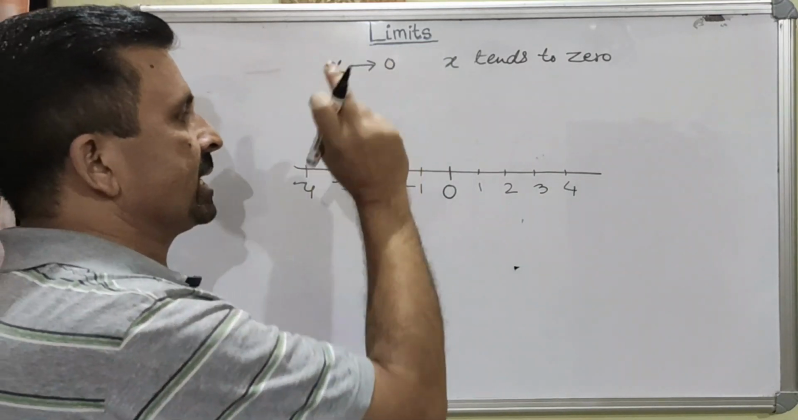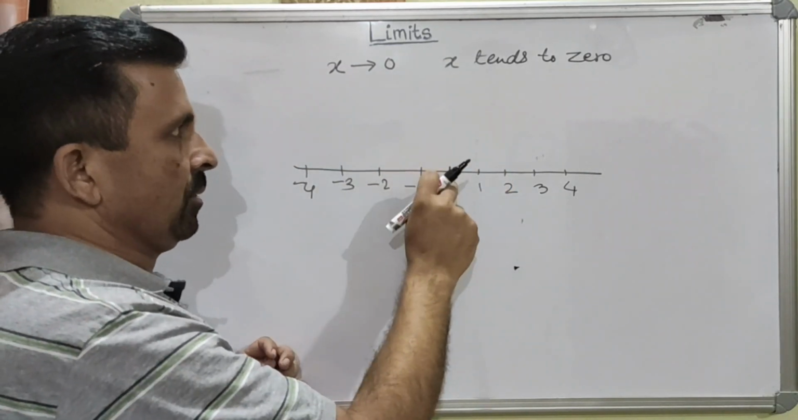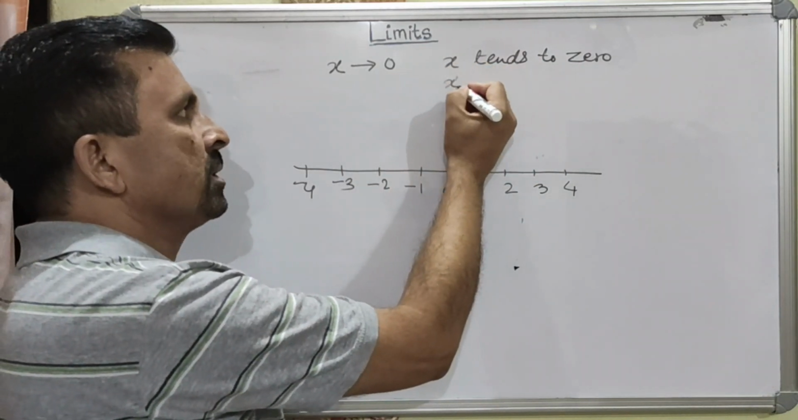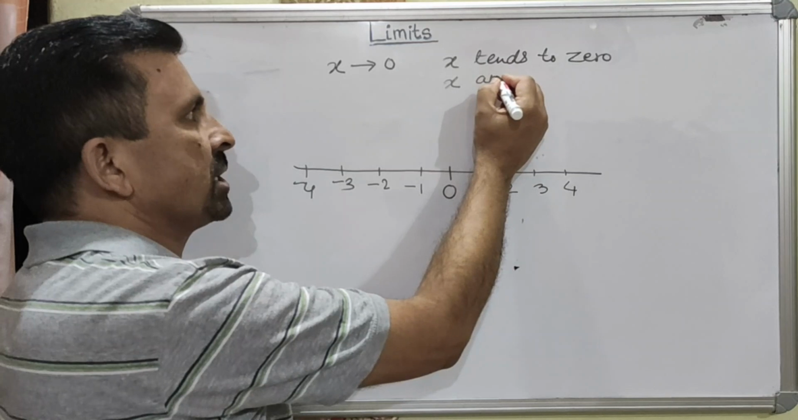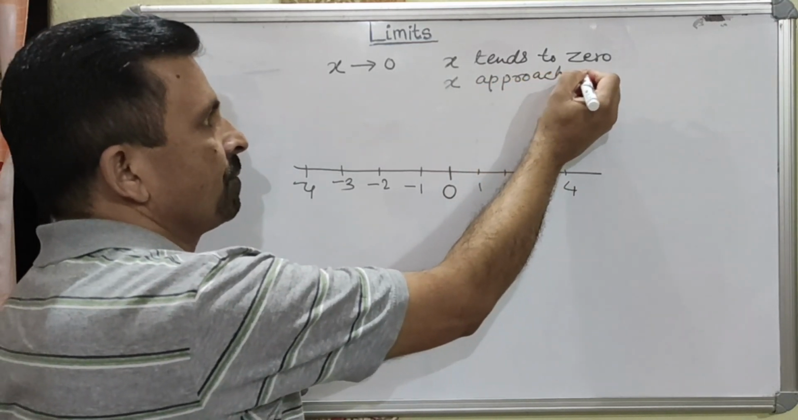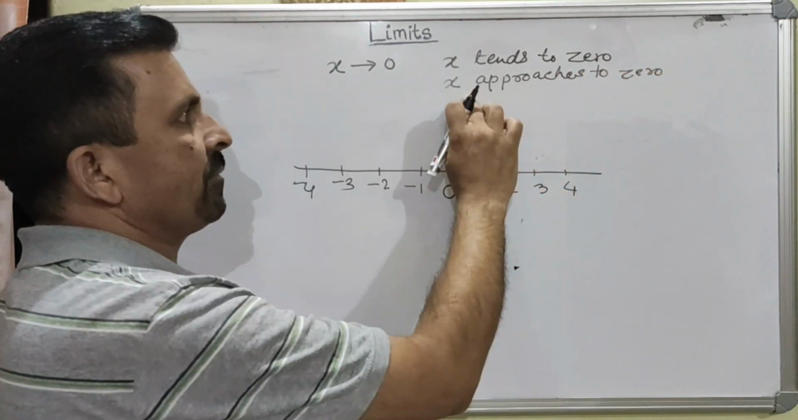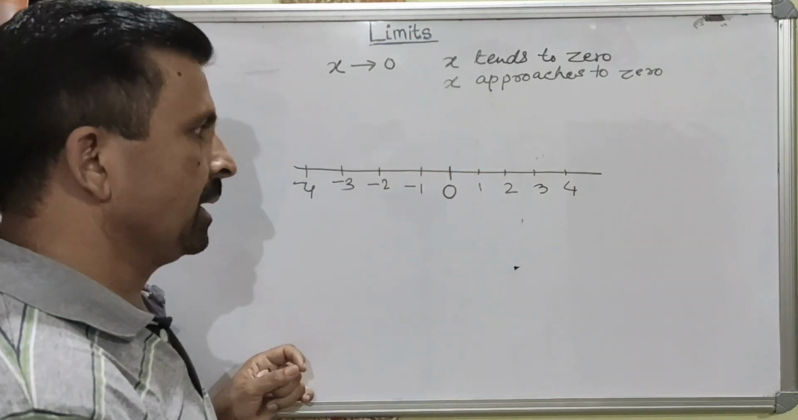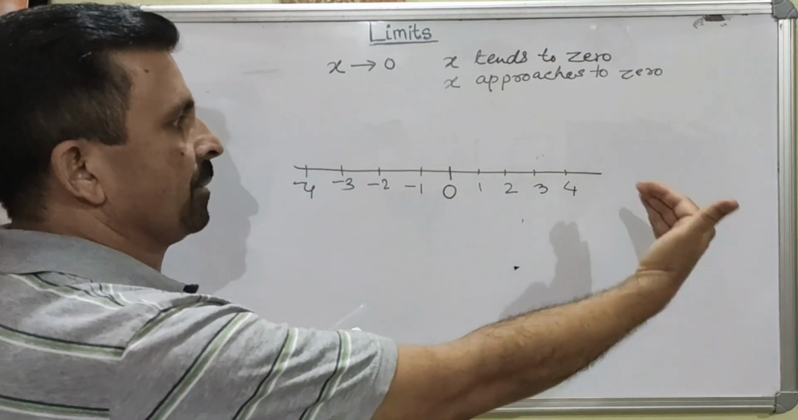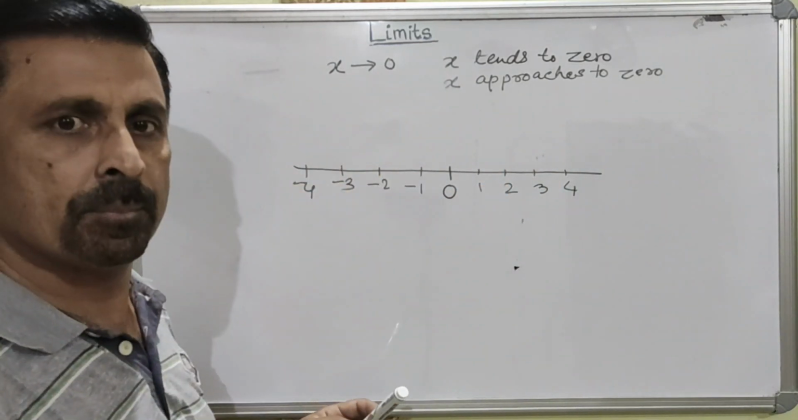Now x tending to 0 means you are approaching 0. X tends to 0 means x approaches 0. Now, when we say x approaches 0, there is a possibility that we can approach 0 from the right side, or we can approach 0 from the left side.